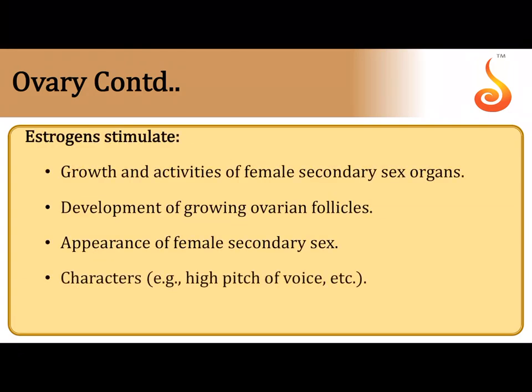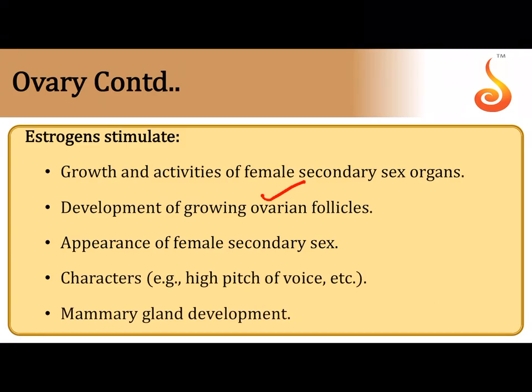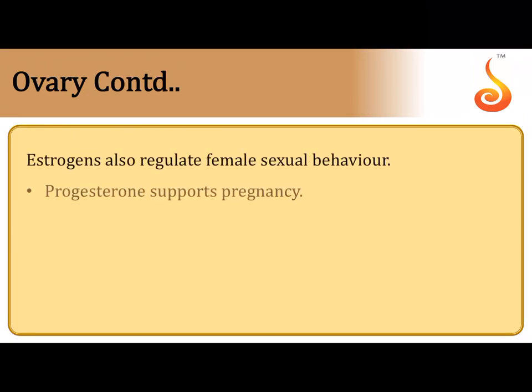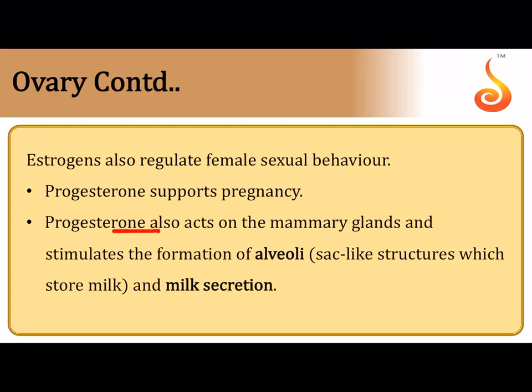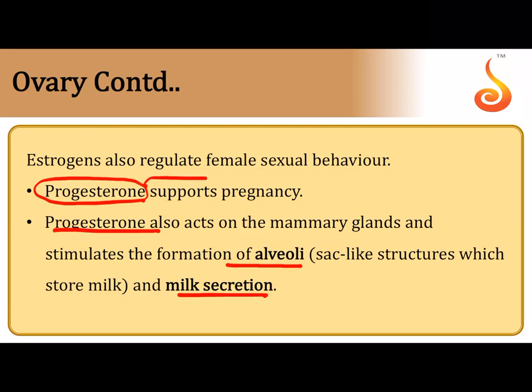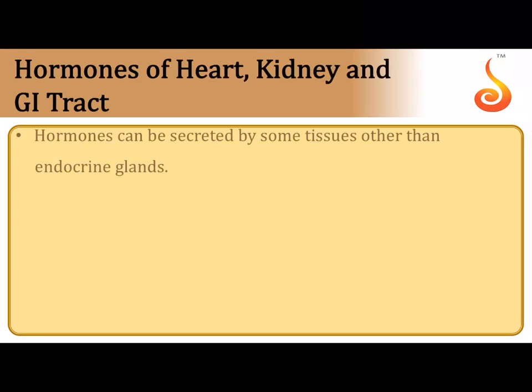And then we saw estrogen also has an effect on the secondary sexual characters in female, development of ovarian follicles, development of female secondary sexual characters like high pitch, and also the development of the mammary gland. And progesterone also has a role to play in milk secretion because it acts on the alveoli, which are sac-like structures present within the mammary gland. Most important function of progesterone, however, is to support pregnancy by maintaining the thickening of the endometrial lining, and that's why progesterone is referred to as the pregnancy hormone.